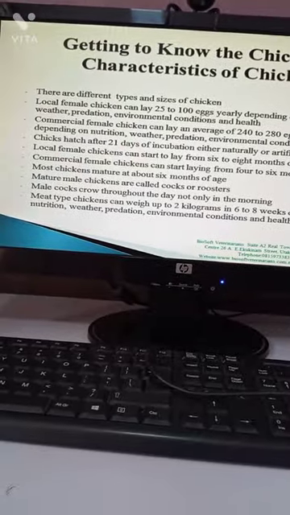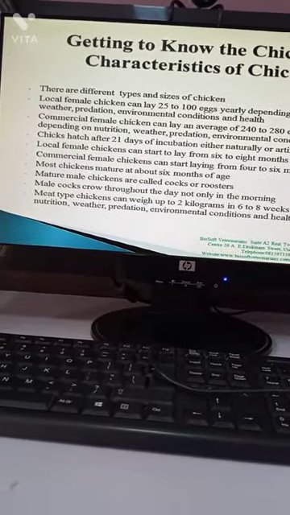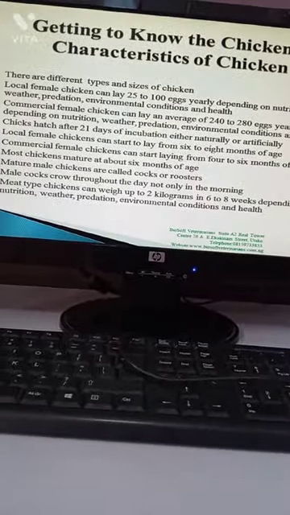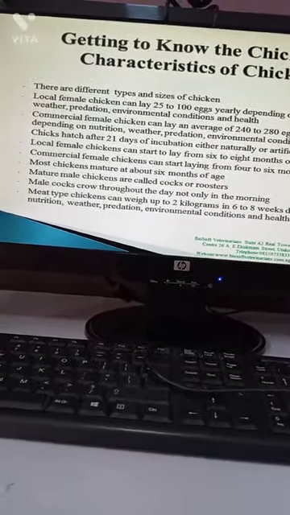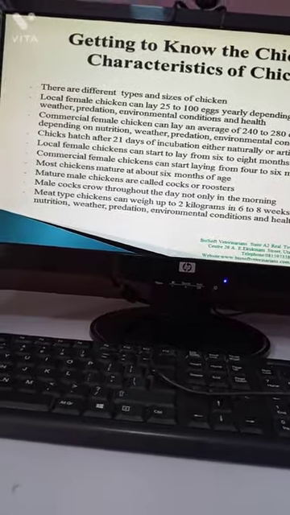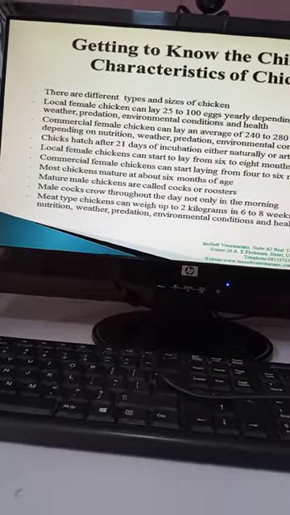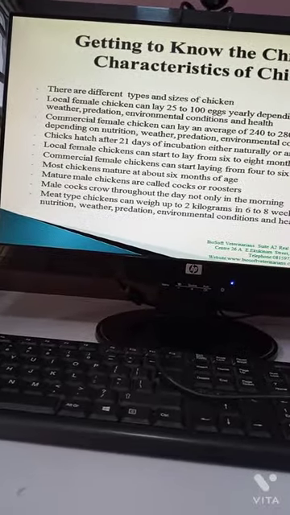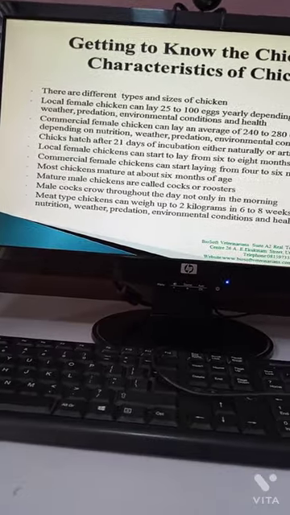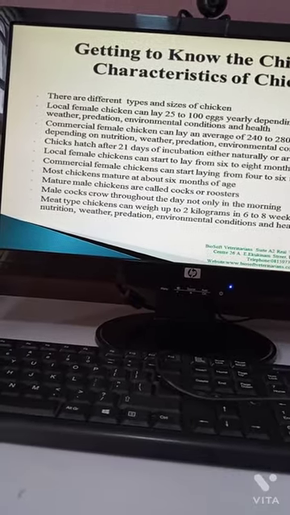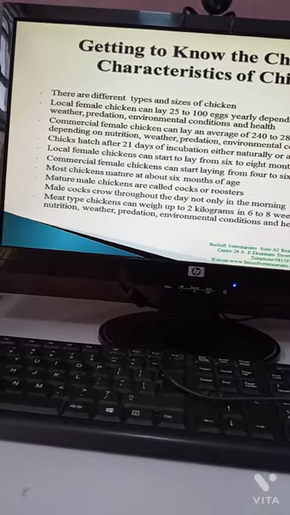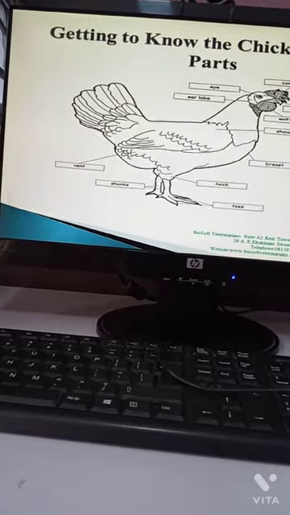Now, mid-type chickens can weigh up to 2 kilograms in 6 to 8 weeks. That's commercial mid-type chickens can grow to 2 kilograms in 6 to 8 weeks. Actually, they can grow up to 3 kilograms in 6 to 8 weeks, if they are well fed, the weather is good, there's no threat by rats and pests, the environmental conditions are favorable, and they are in good health.